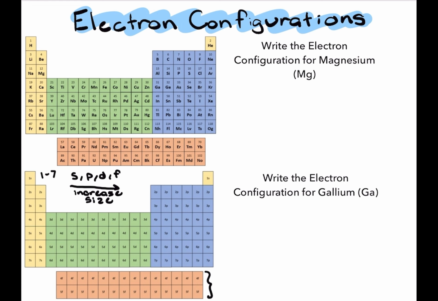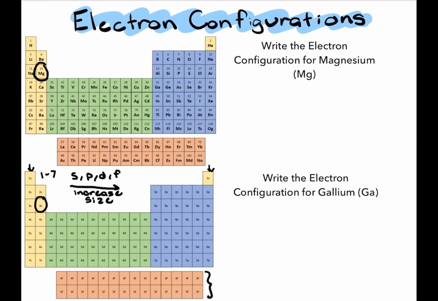So the first question asks to write the electron configuration for magnesium. Magnesium has atomic number 12. It's located in the second column of the periodic table, and in the periodic table below that, it is in the 3s shell. So it's in the 3rd shell in the s orbital. When starting to write electron configurations, you're going to start at the lowest shell, so the shell closest to the nucleus. This would be this 1s shell.